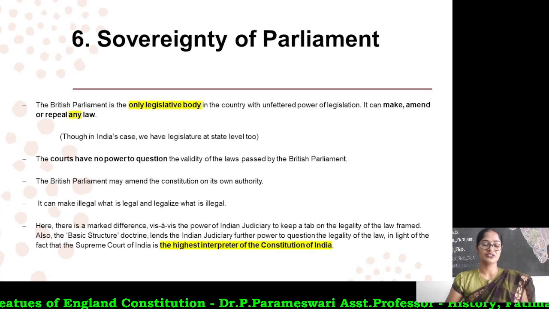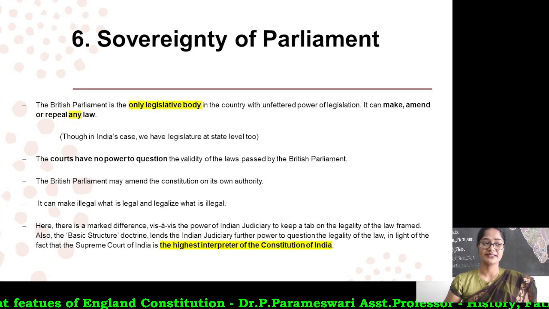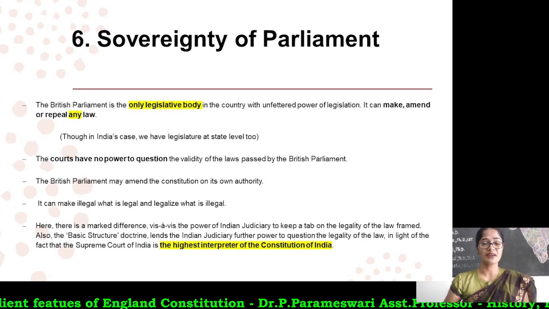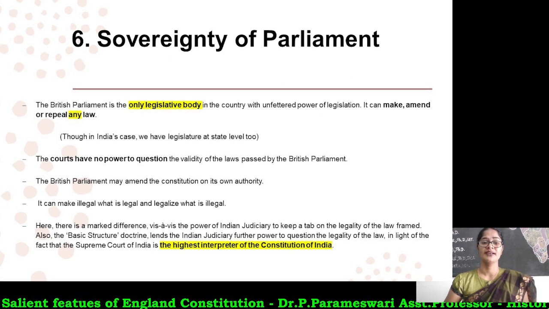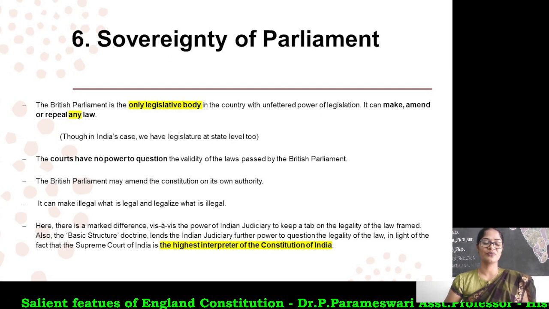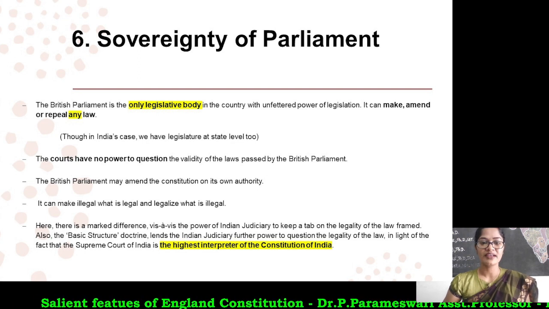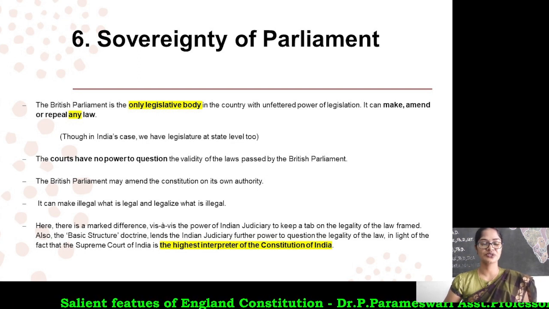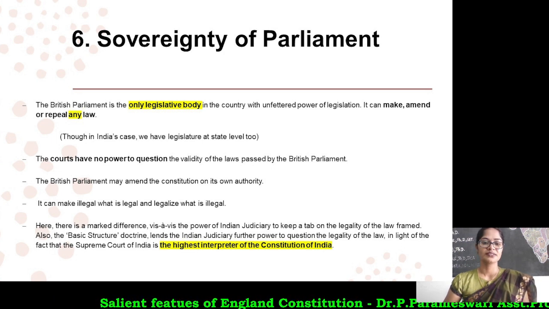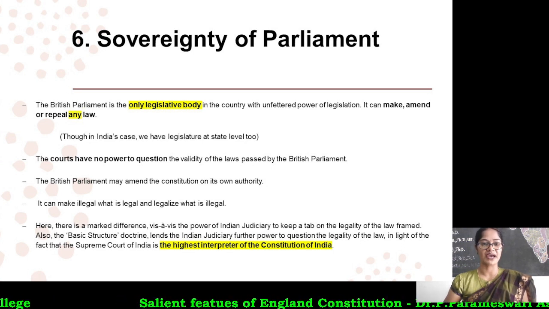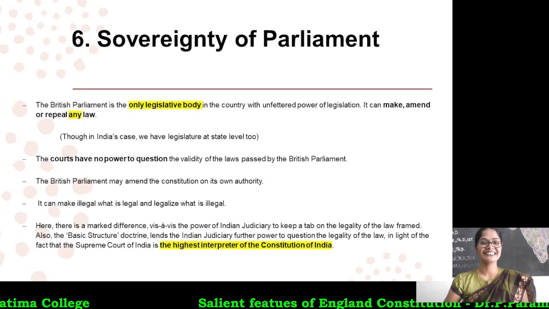The next feature is sovereignty of the parliament. Since it is a parliamentary form of government, the parliament is considered as supreme or sovereign. The British parliament is the only legislative body in the country with unfettered power of legislation. It can make, amend, or repeal any law. The courts have no power to question the validity of the laws passed by the British Parliament. The British Parliament may amend the Constitution on its own authority. It can make illegal what is legal, and make legal what is illegal.